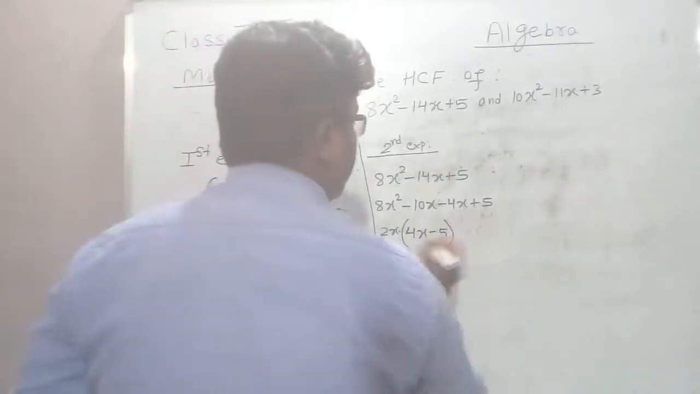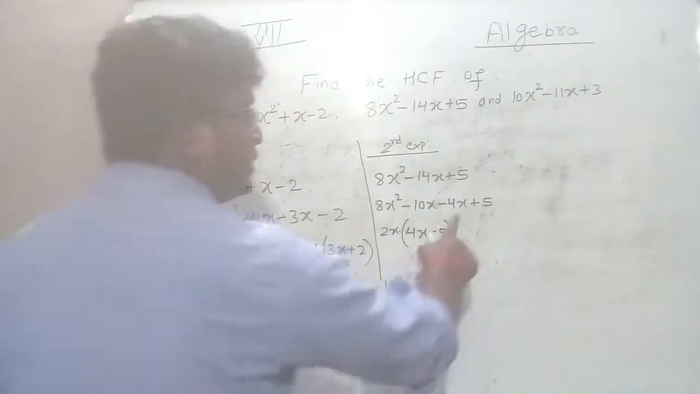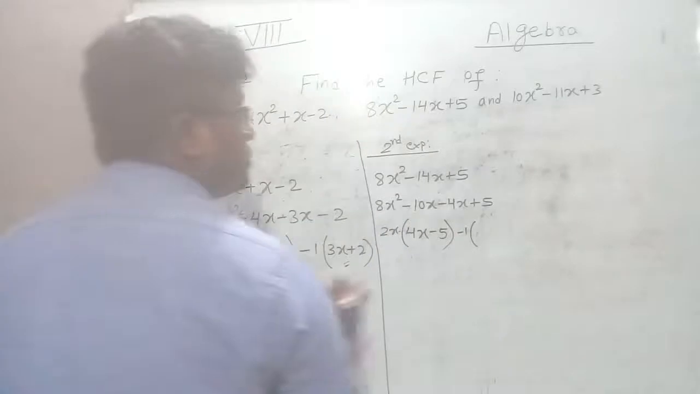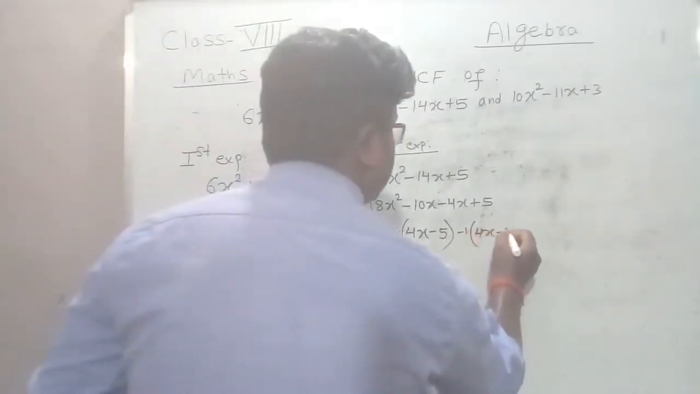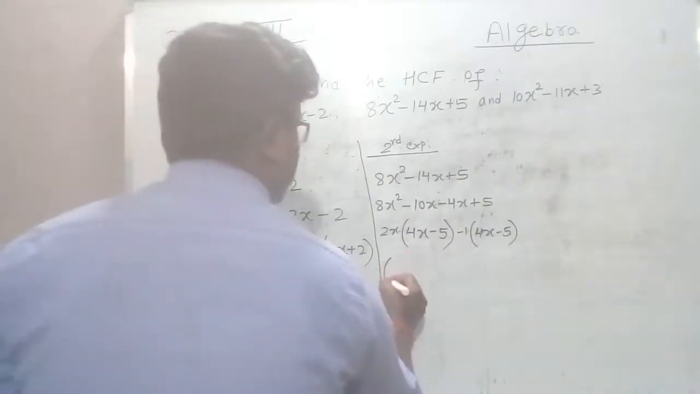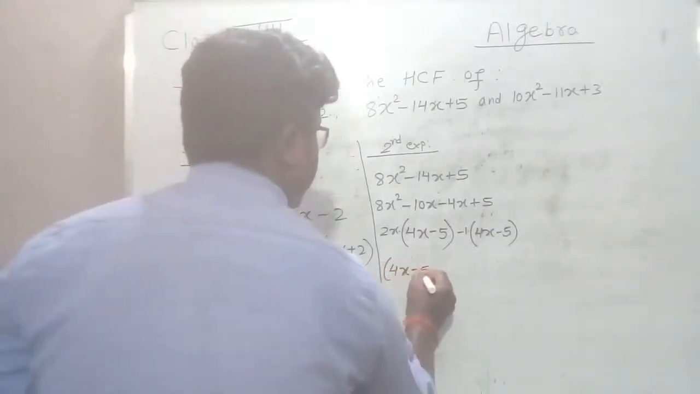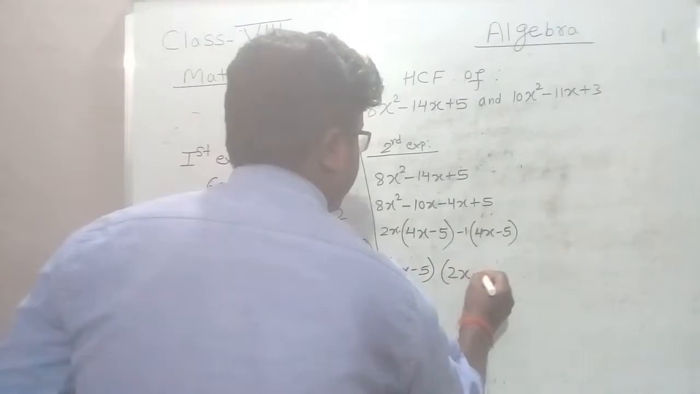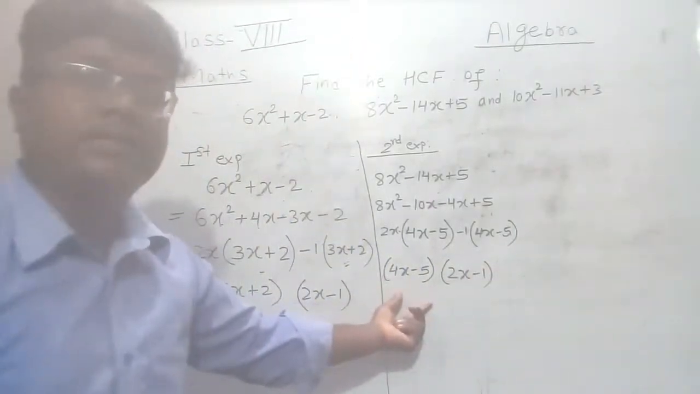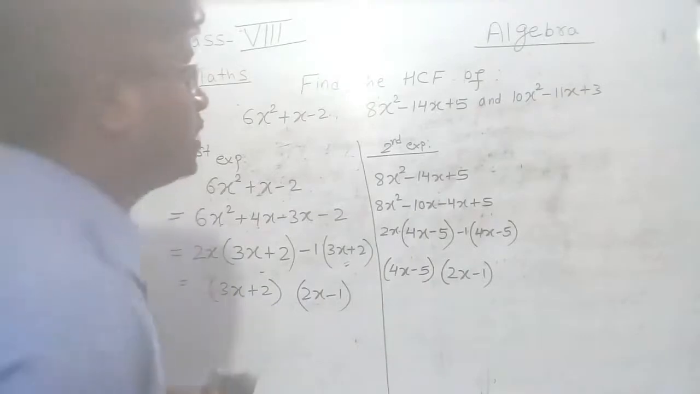From minus 4x plus 5, what can we take common? Nothing is common, so we have to take minus 1 as common, because here is your negative side. So 4x minus 5 is also remaining here. So these two brackets are the same. So 4x minus 5 and 2x minus 1. Okay, this is the factor for your second expression. Okay, now let's move to the third expression.